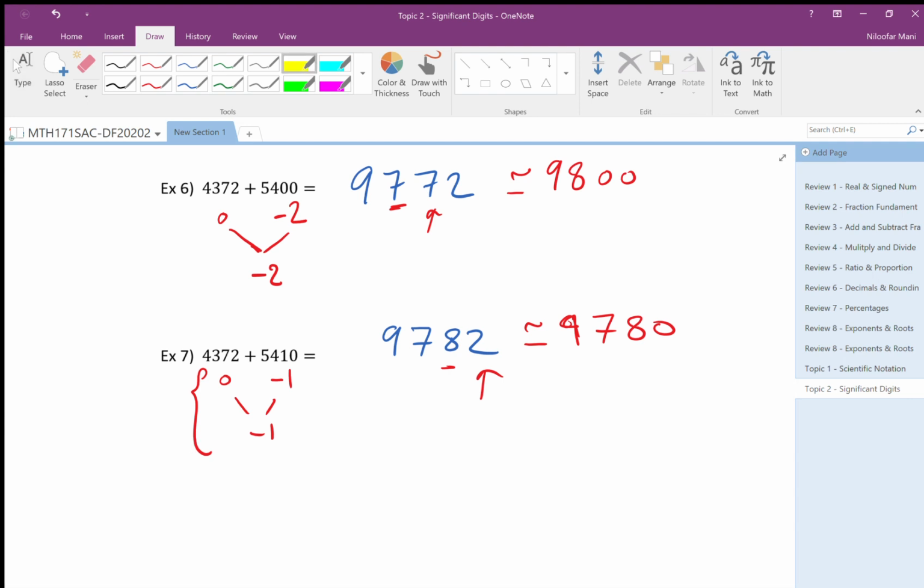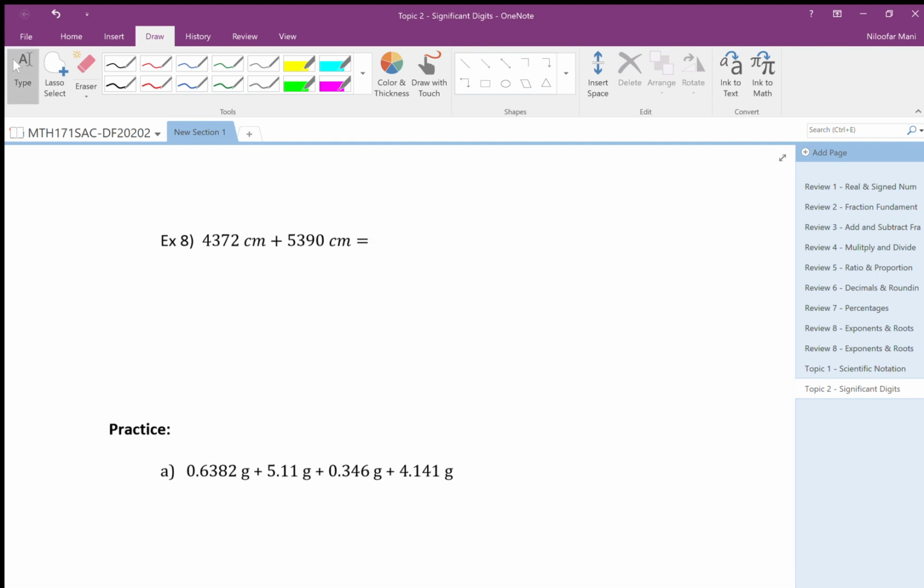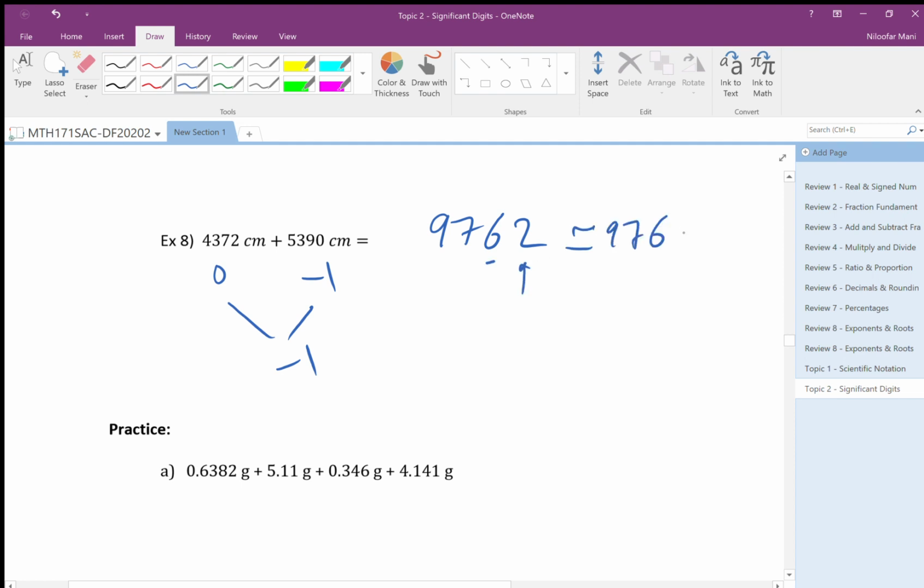Okay, so look at this. Here you have 2, 2, 1, 1. Okay, so the next one, 4372, and okay, so 0 and -1. Okay, so your answer is 9762. You do -1, so you underline this, check this, it is almost 9760.